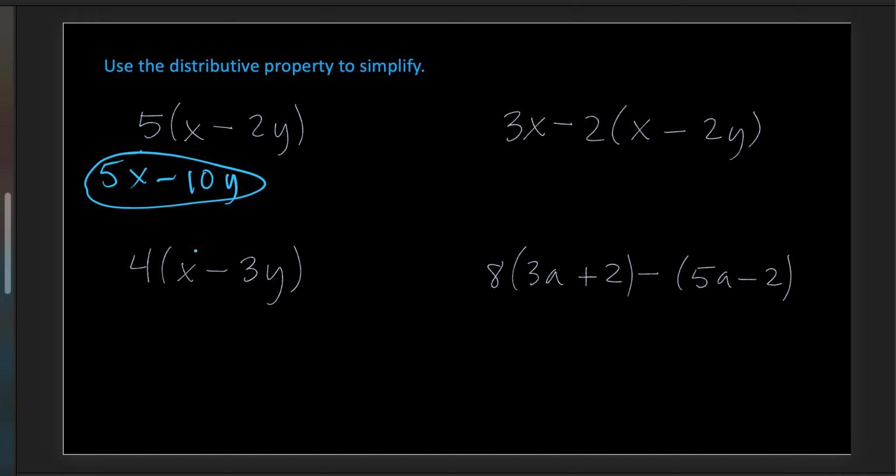Now here we have 4 times x minus 3y. So this is an x term, this is a y term. Nothing to combine with those. So we're going to go ahead and use the distributive property with that 4. So 4 times x is 4x. And then 4 times negative 3y is where we multiply the 4 times negative 3. Numbers always get multiplied by each other. So that's a negative 12, and then a y. That's an x term, that's a y term. Can't combine those, so that's it.